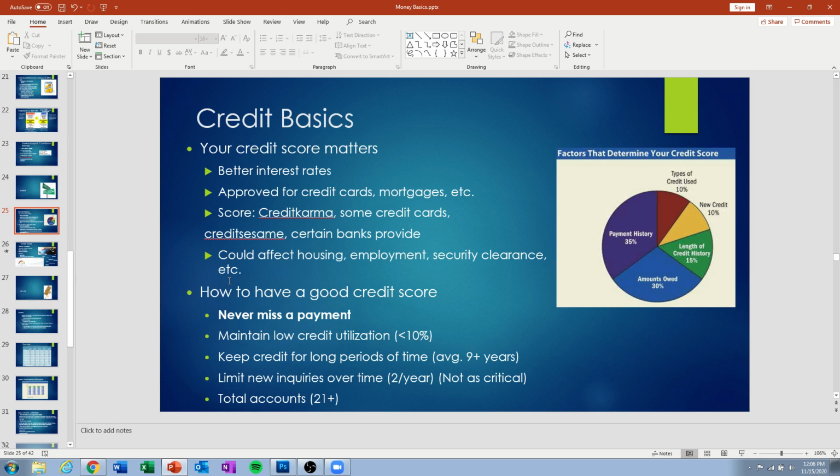Another thing is to keep credit for long periods of time, on average 9+ years. So the earlier you can actually get approved for a credit card, the better, and you can be smart with it, of course. You should be able to get a small one starting off, and you just use it for literally groceries or gas, and then you just focus on paying it off right away. And then, over time, of course, that'll just add up.